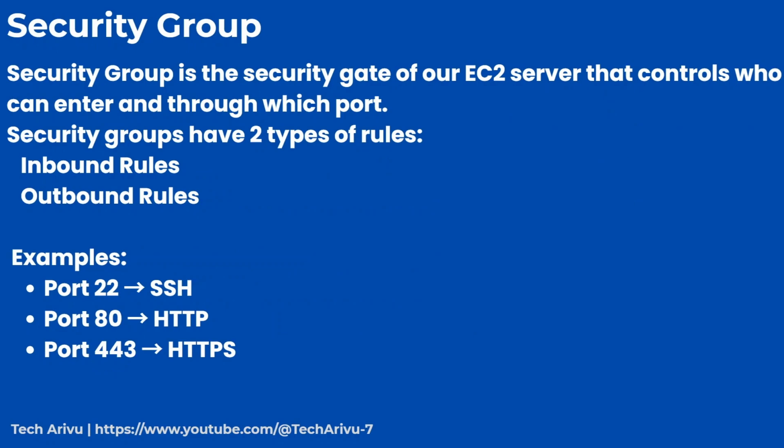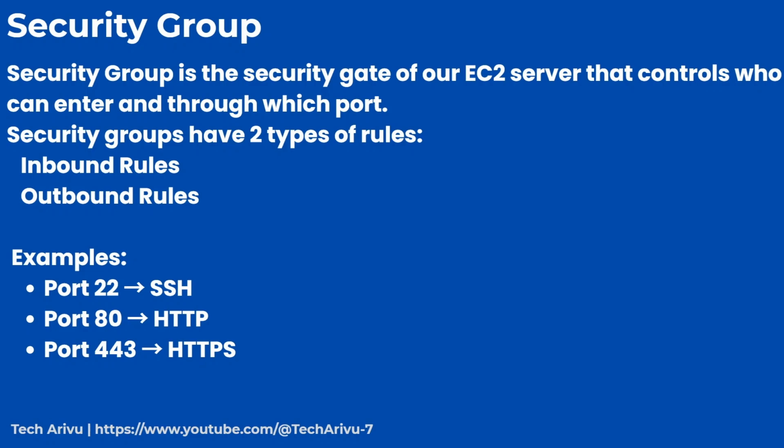Now every house needs security, right? So this is where security groups come in. Think of it like a security gate or a watchman. It controls who can enter the server and through which door. A security group has two types of rules: the inbound rule and the outbound rule.